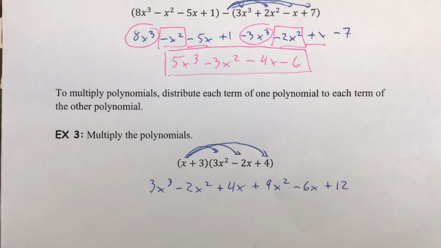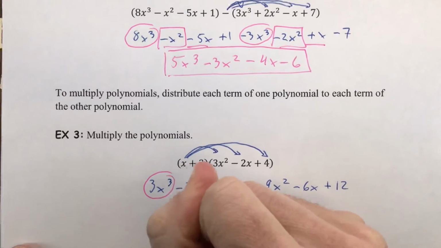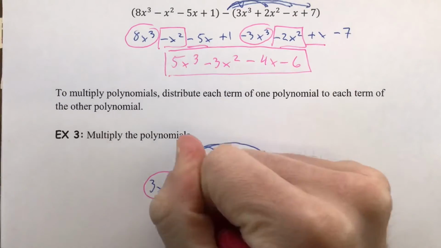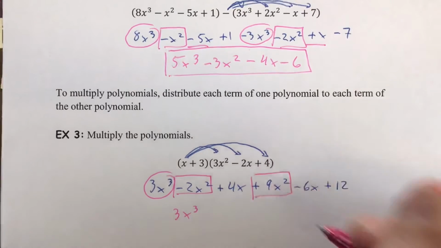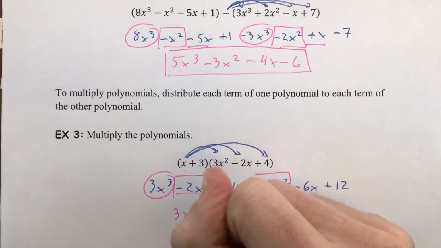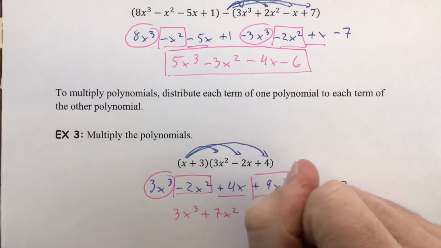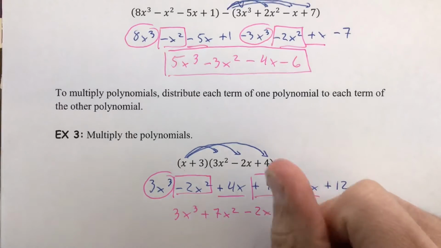Once you do that, you're going to group like terms. Here's your cubed term, so we get 3x cubed. Here are your squared terms. That should be all of them. You get plus 7x squared. Here are your linear terms. And you've got your constant.